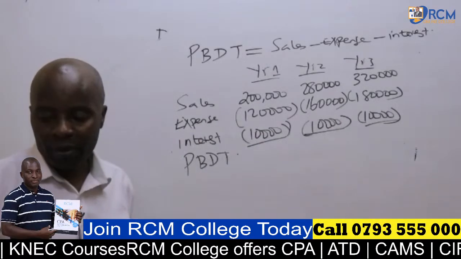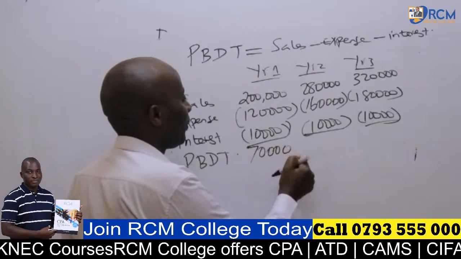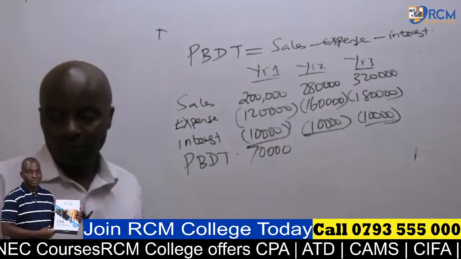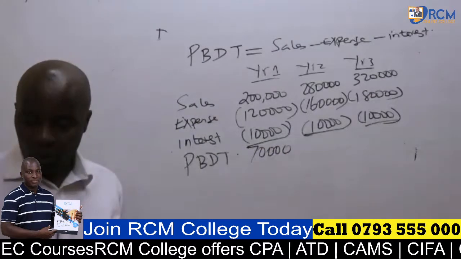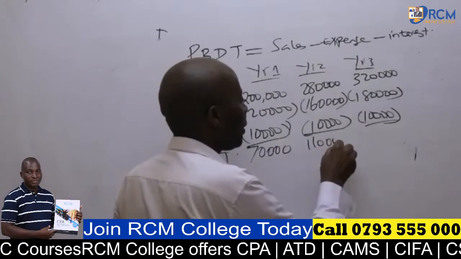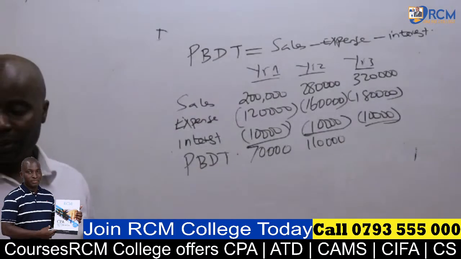Year one from Pamela, 70,000. Year two, we have 110 from Bernard, 110,000. Year three, 130,000.